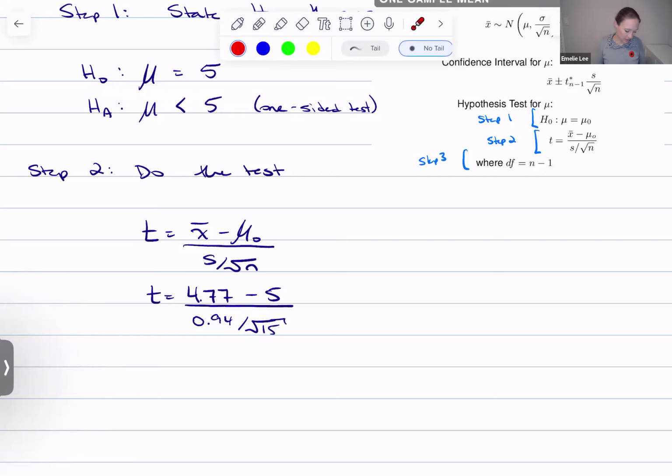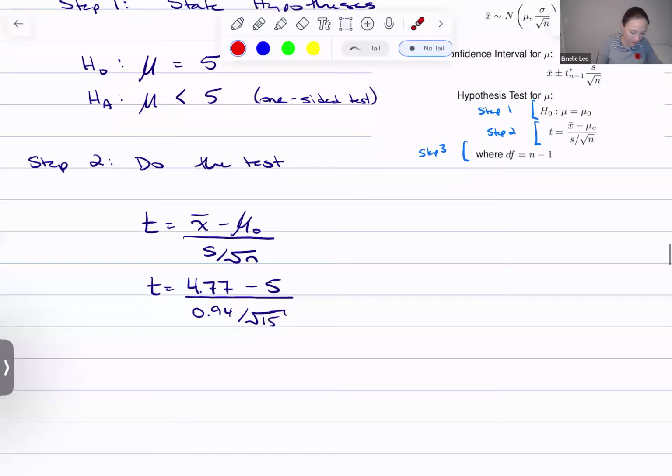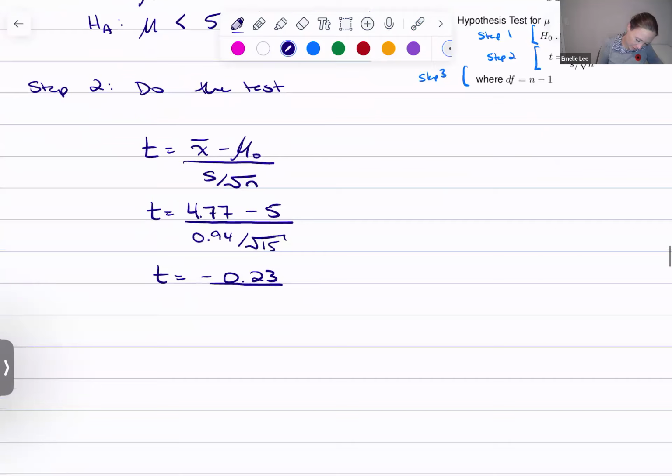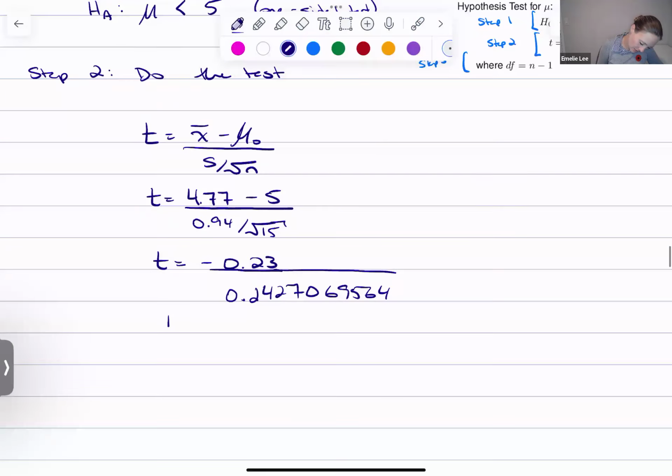So doing them separately or simplifying separately, 4.77 minus 5 is, oops, t is negative 0.23 divided by a spread of 0.94 divided by the square root of 15, which is 0.2427069564, and negative 0.23 divided by that guy. I find that t is going to be negative 0.9476448613.